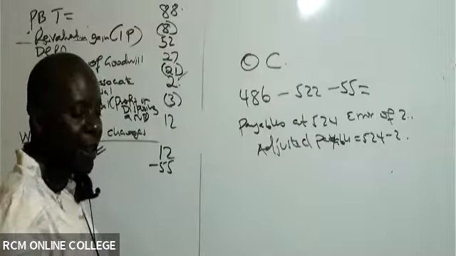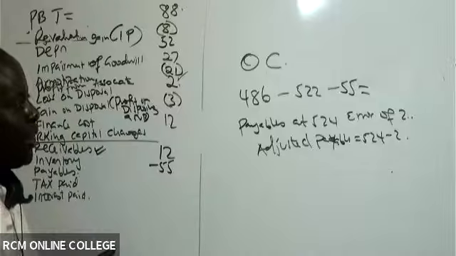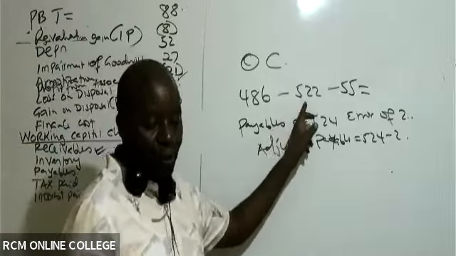So the 2 we shall be taking it to PPE. Are we in agreement that the closing payables are supposed to be 522?